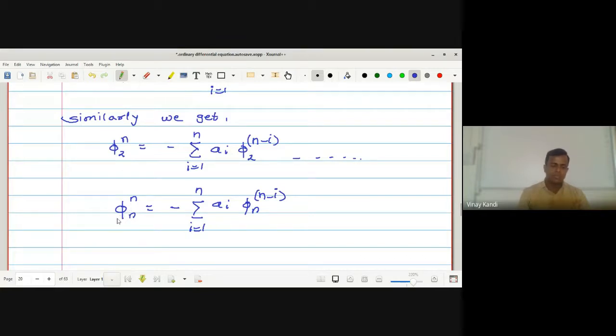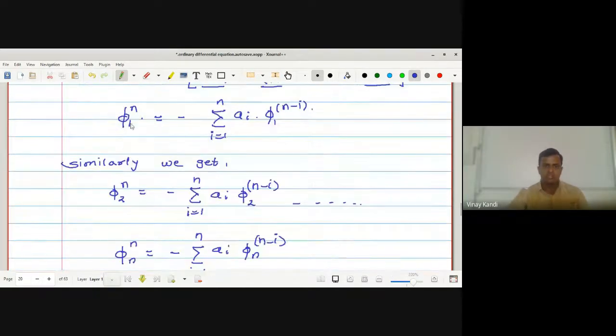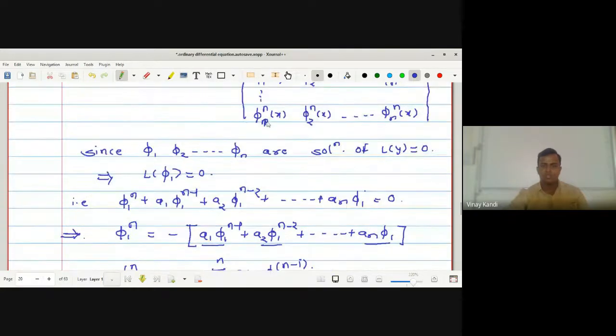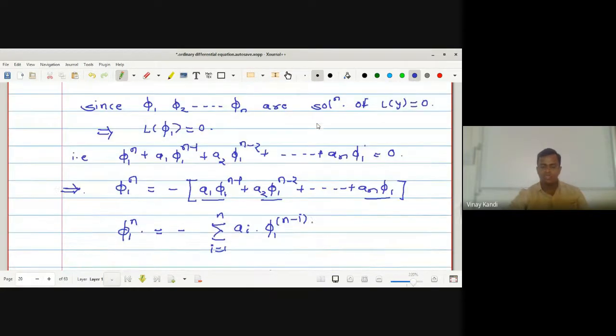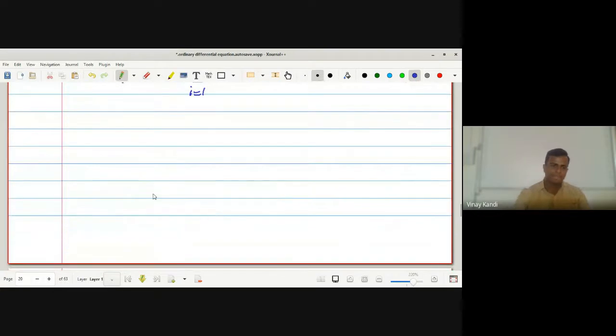Okay, now putting these values phi 1, phi 2 up to phi n raised to n in the above determinant. Okay, so here we get, look at here, w dash of phi 1, phi 2 up to so on phi n of x is equal to determinant of phi 1 of x.